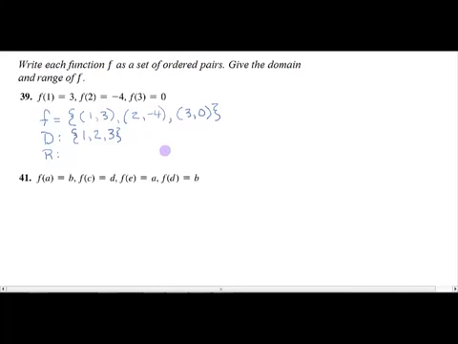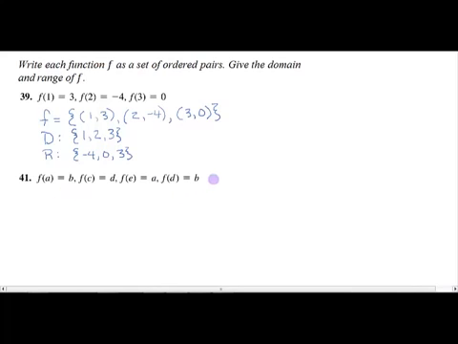Range, we start the same way, curly brace, and we have 3, negative 4, 0. But let's go ahead and put those in numerical order. We have negative 4, 0, 3. It just helps the reader to have those numbers in order from left to right.